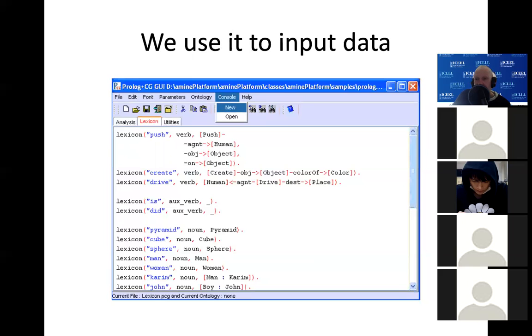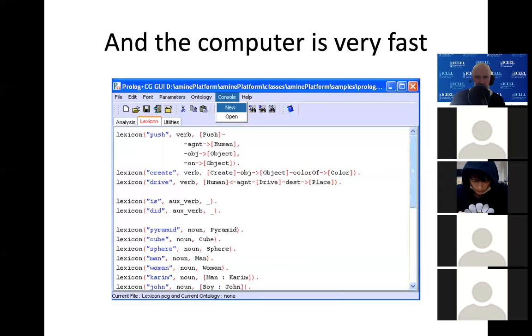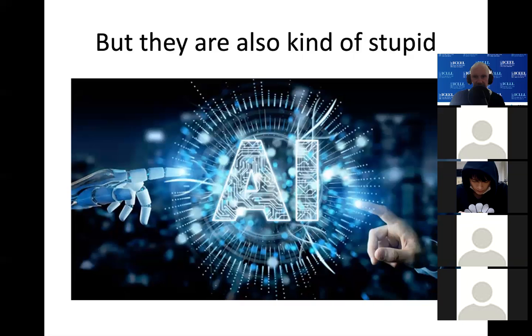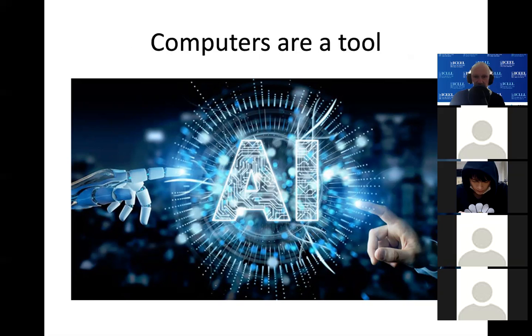And we use it to input data. You input data, you create a world. You tell the computer what is true in this world. And you write code. And of course, the computer is very fast. It helps us, right, to calculate in ways that we just couldn't do. So they're very clever in some ways, but they're also kind of stupid. Because they only understand ones and zeros. In fact, they don't really understand anything, right? Apart from ones and zeros. They're a tool. Yeah. Computers are a tool.